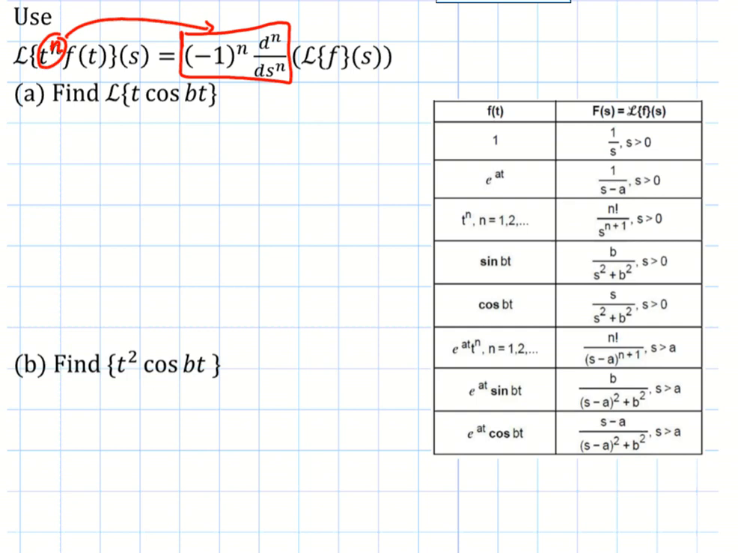Right, and then of course all the formulas for Laplace transform. So first we have the Laplace transform of t to the first power here, which means we're going to have -1 to the first power, and then the derivative. Because this is to the first power, we have -1 raised to the first power, and then the first derivative of the Laplace transform of cosine bt.